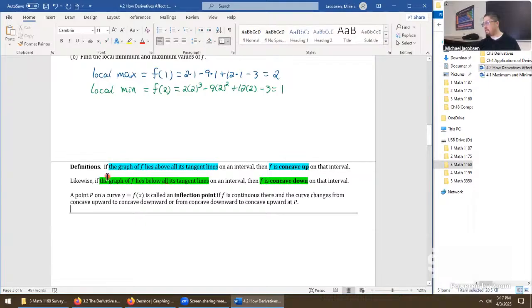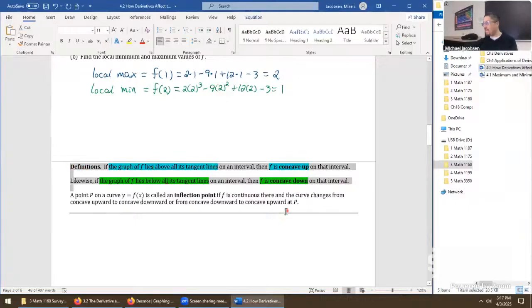Let's read through them. It says, if the graph of f lies above all of its tangent lines on an interval, f is concave up. And if the graph of f lies below all its tangent lines on an interval, f is concave down. But if you're like me, you might not have gotten too much out of that.